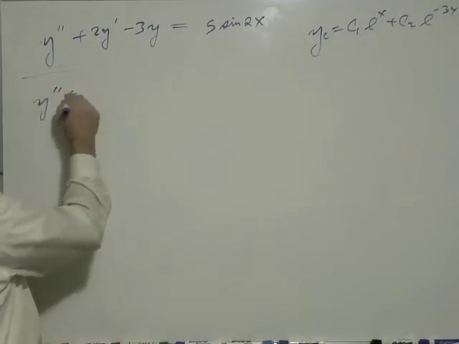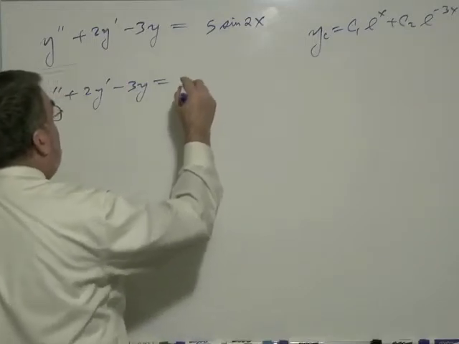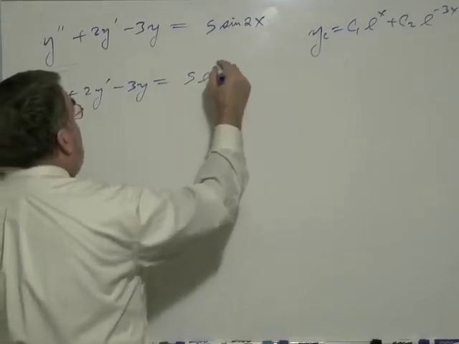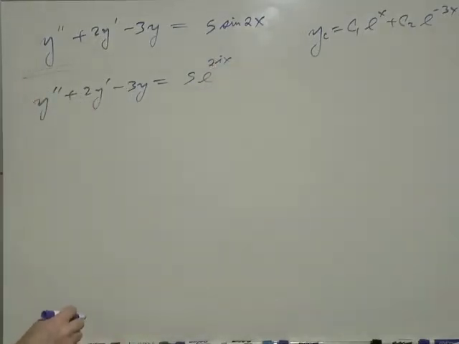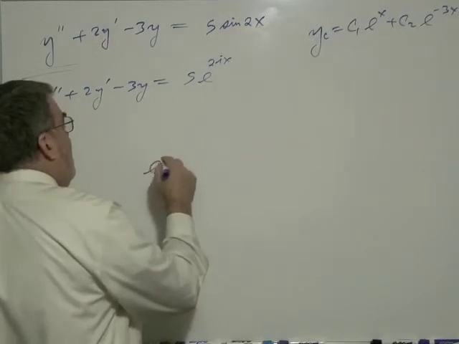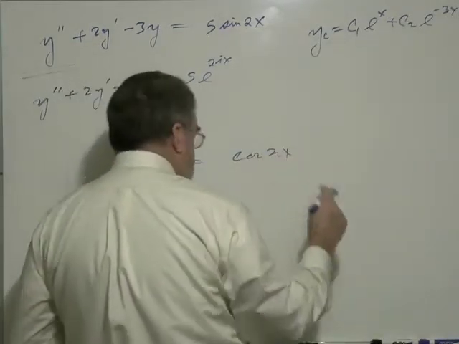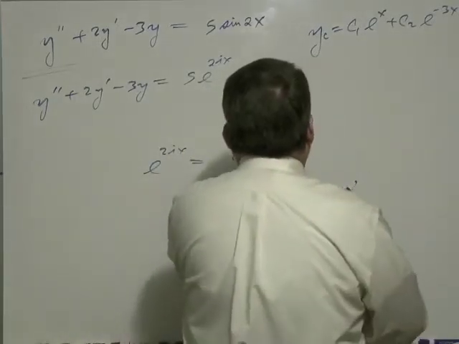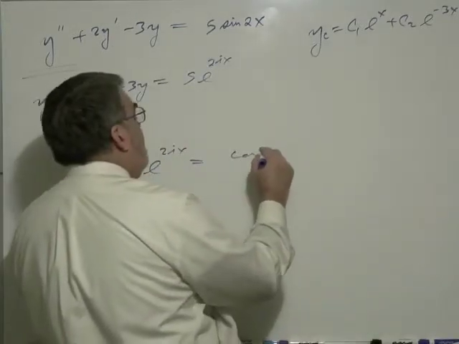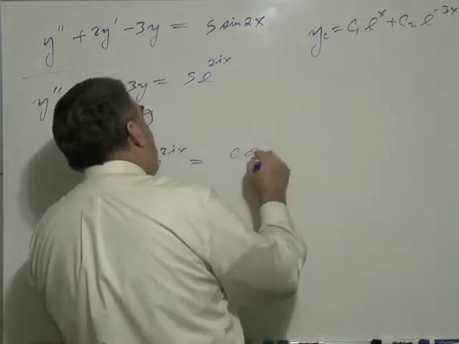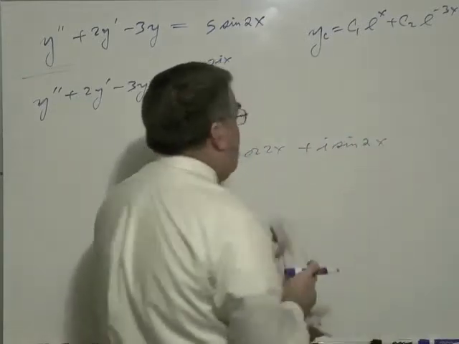It'll be y double prime plus 2y prime minus 3y equals 5 e to the 2ix. Now remember that e to the 2ix is going to be cosine of 2x plus i times the sine of 2x.